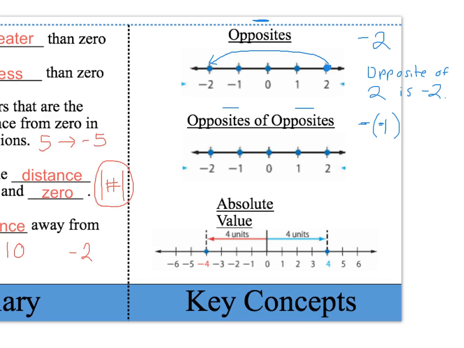Now if I wanted to show that on a number line, I can put my dot on positive 1, and I'm going to take the opposite of positive 1, which is negative 1. But then I want to take the opposite again and start from negative 1 and go back to positive 1. So the opposite of the opposite of 1 is 1.